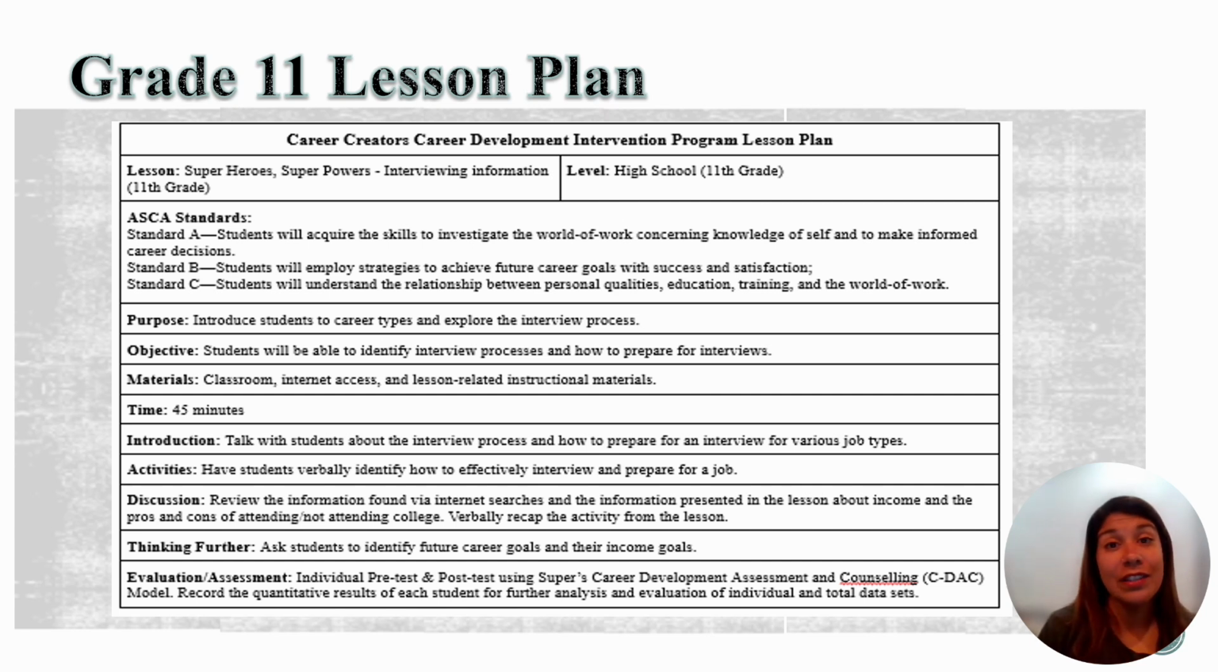ASCA standards, Standard A, Standard B, and Standard C will all three be included in this. The purpose of this is to introduce students to explore different career types and what kind of interviewing processes are going to be required for college and for job applications. Time frame, about 45 minutes, just like the others.